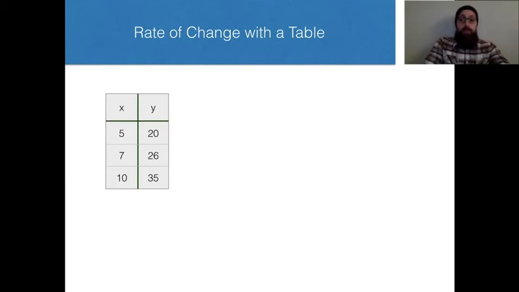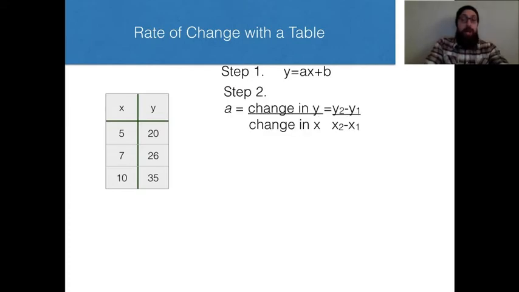We have our step 1, which is y is equal to ax plus b. We move on to our step 2, which is the change in y over the change in x, or now, like we said, y2 minus y1 over x2 minus x1. So we pick a coordinate in our y column. In this case, I decided 20 to be my y2 and 26 to be my y1. If I pick 20 as my y2, then I have to pick 5 as my x2, and I have to pick 7 as my x1 because they are corresponding.